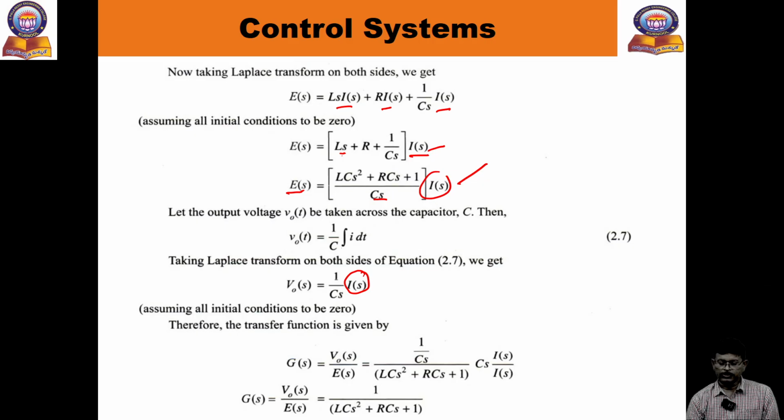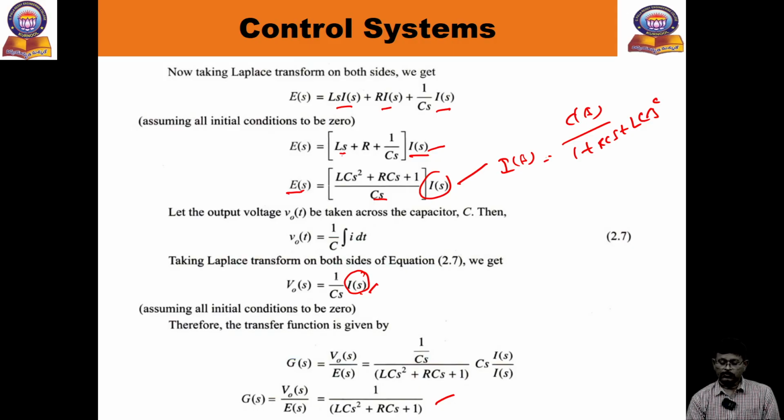Okay. Now 1 by CS equals... in place of I of S, we substitute from this equation. Understood? So what is I of S if we take this side? I of S equals Vi of S divided by 1 plus RCS plus LCS square. Same thing you have written here. Now after eliminating I of S, the I of S cancels, and you will get the same thing. We can substitute in this case also, so you get V naught of S equal to this.